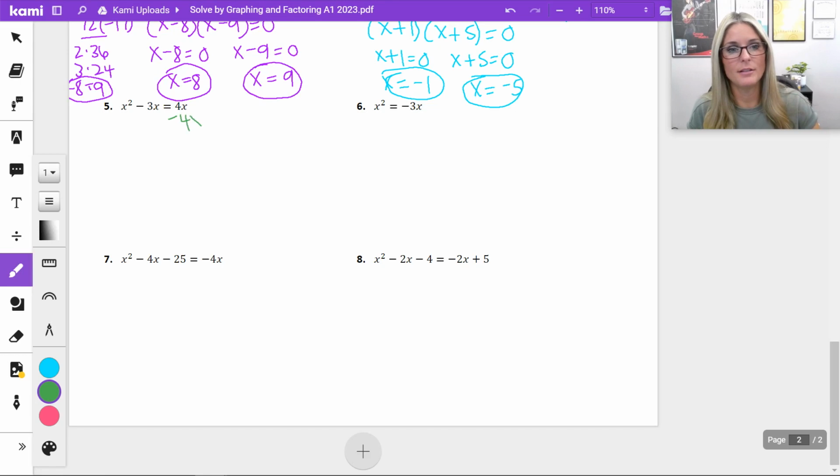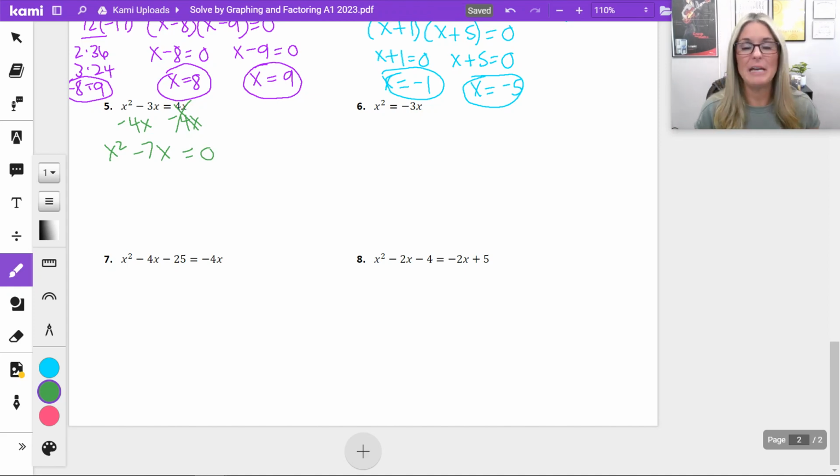I would need to subtract the 4x to the other side. We would have x squared, combining on the left side gives us negative 7x, there is no constant term, equals 0. This looks odd, doesn't it? It looks really weird.